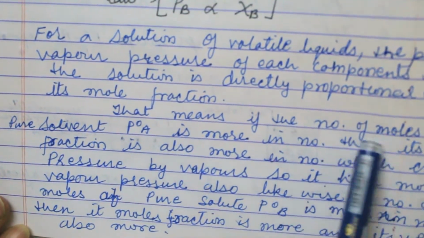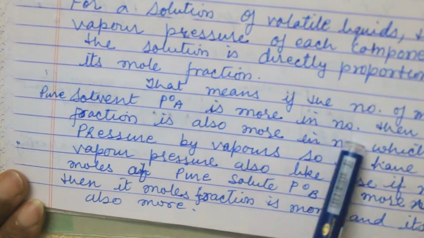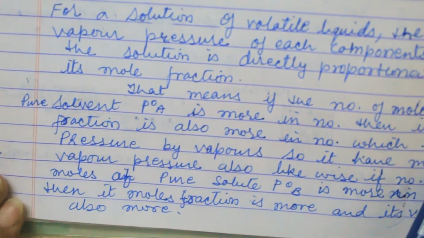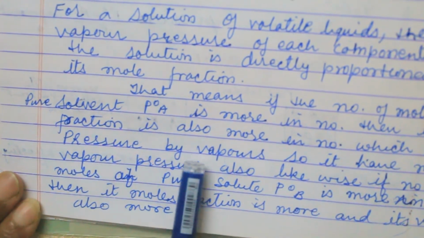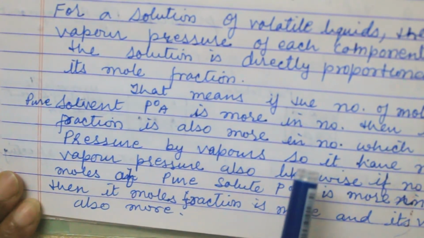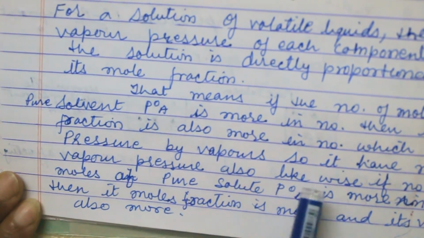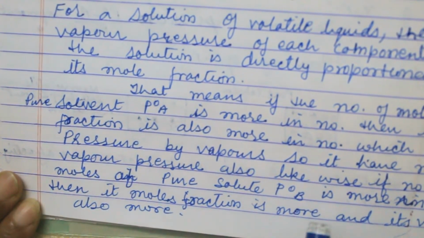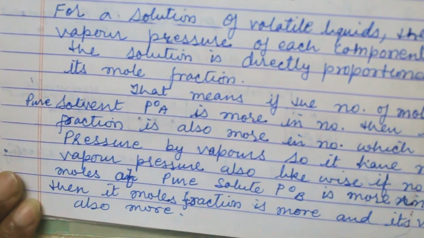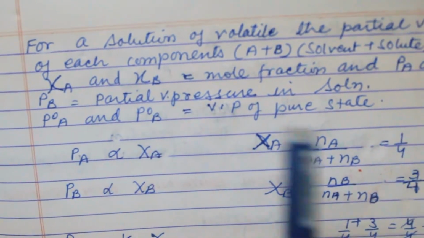That means if the number of moles of pure solvent, that is P naught A, is more, then the mole fraction is also more, and the number of moles creates pressure by vapor, so it has more vapor pressure. Likewise, if the number of moles of pure solute P naught B is more, then the mole fraction is more and the vapor pressure is also more. For the solution, both get mixed up.